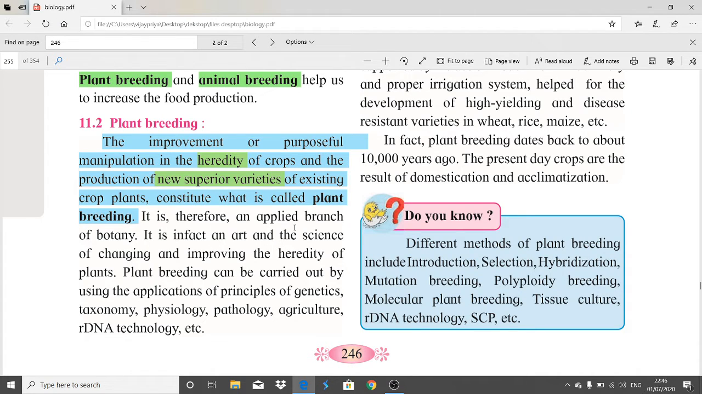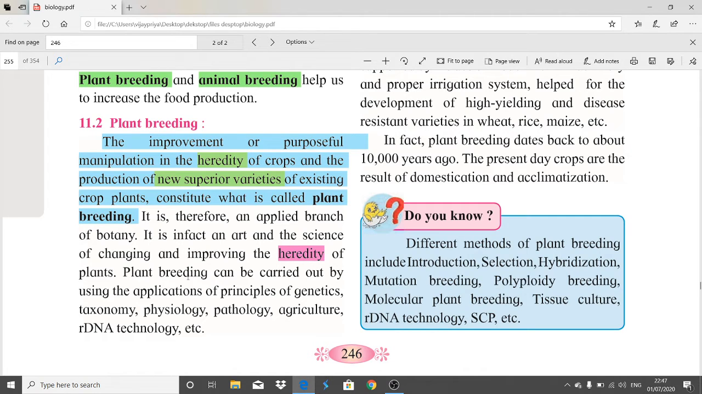It is therefore an applied branch of botany. It is, in fact, an art and the science of changing and improving the variety or heredity of the plants. So, in plant breeding, we change and we improve the heredity of the plants. In the heredity, we talk about the hereditary characters, that means the genes of the plant. So plant breeding can be carried out by applying the principles of genetics.